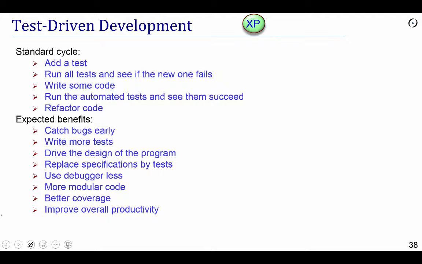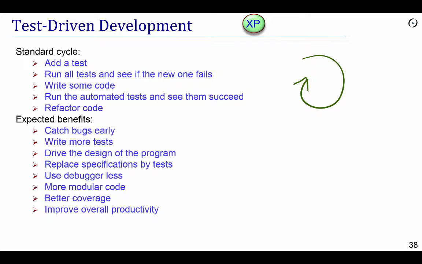Run all tests. The first time around, of course, there's just one test, but as you apply this process, you're going to accumulate tests. Of course, this is a cycle, right? You are going to repeat these steps. So run all the tests that you have so far and see if the new one fails. Really, it's see the new one fail because you expect it to fail. After all, you have not written any code corresponding to that functionality, so how could it be, except by magic or by miracle, that the test succeeds? So in that case, you expect it to fail.